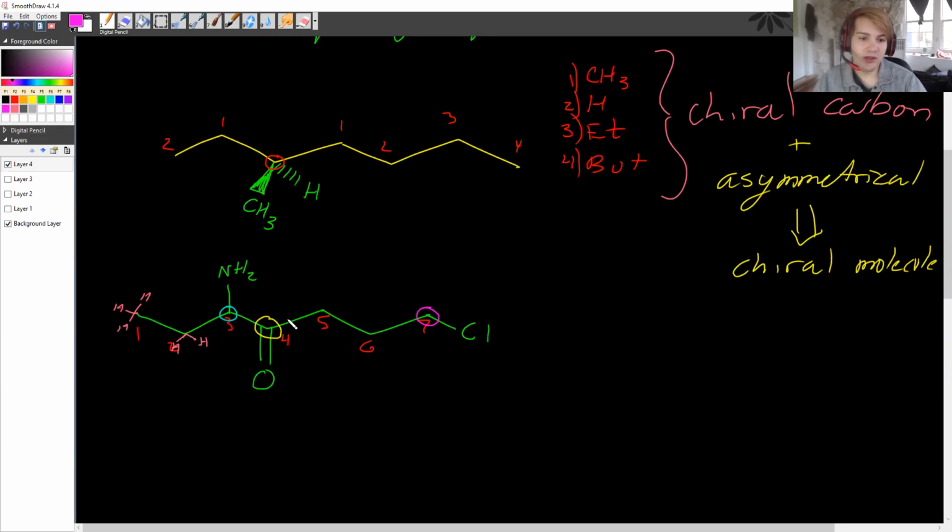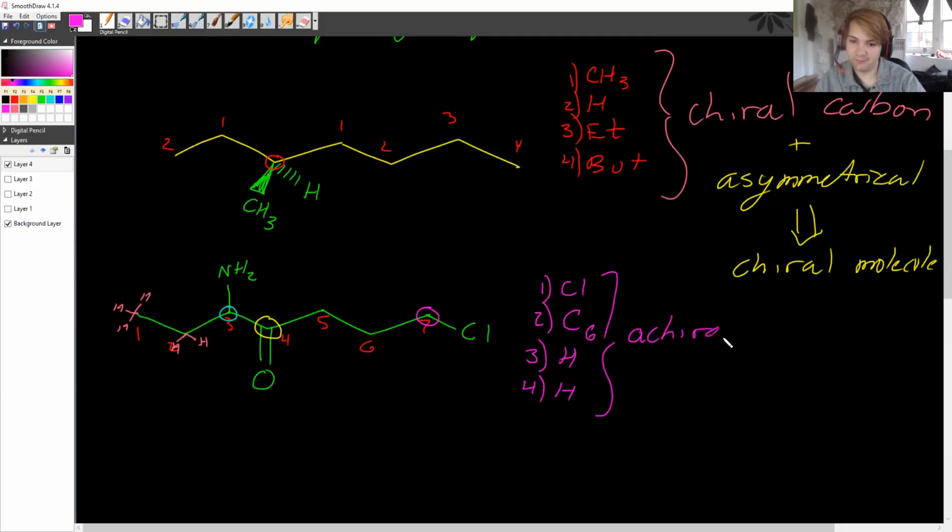So let's start with purple over here. Is purple chiral? Well, we can see that we have the chlorine. We can see that we have the chain going towards C6. But then we have a hydrogen and a hydrogen. So this carbon is achiral. Go into the yellow carbon. This isn't even sp3. This is sp2 hybridized, so it can't even be considered chiral because it is not the correct kind of hybridization.